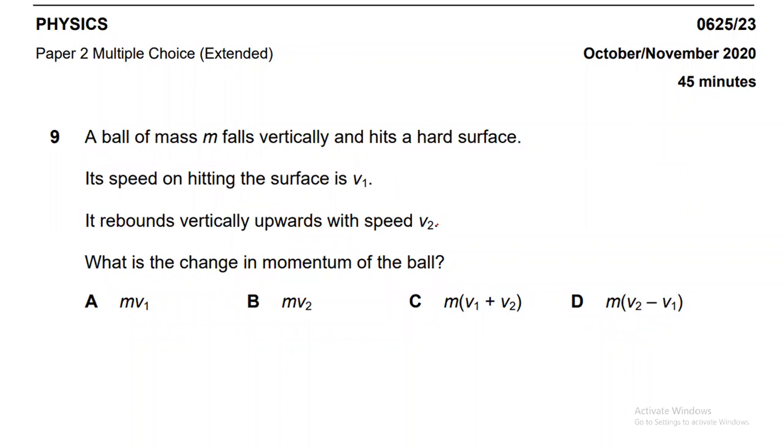October, November 2022, paper three, he says, question number 9. A ball of mass m falls vertically and hits a hard surface. Its speed on hitting the surface is v1. It rebounds vertically upwards with a speed of v2. What is the change in the momentum of the ball?